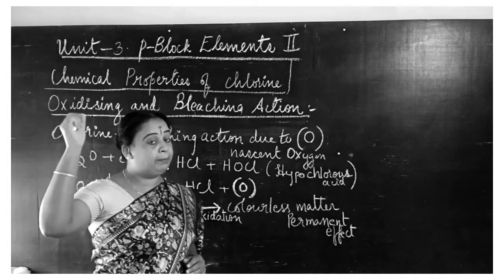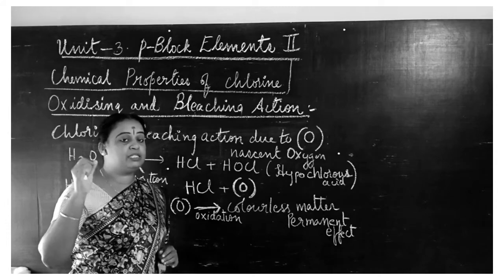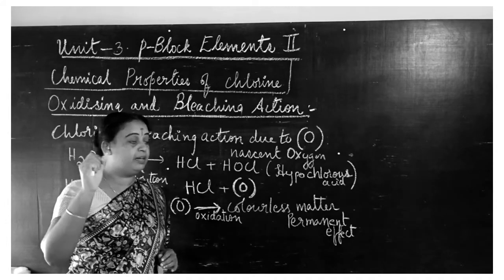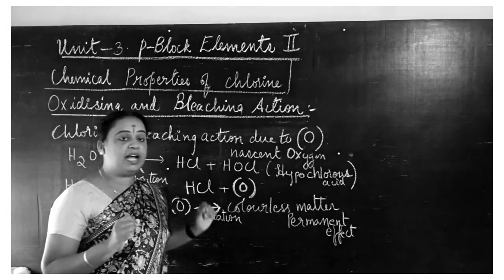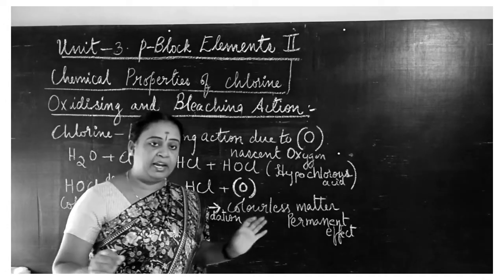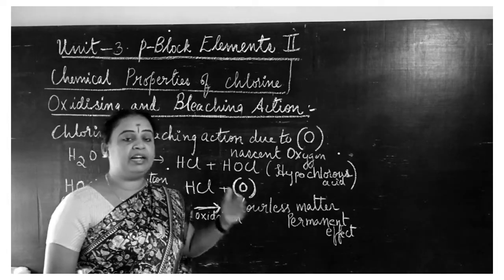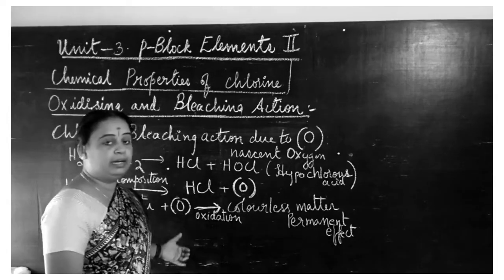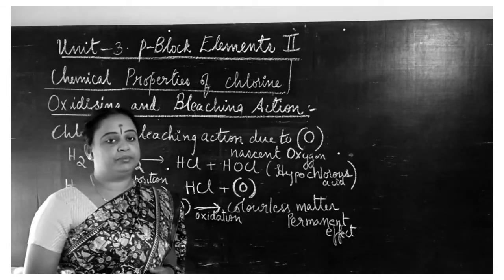So that is temporary bleaching action. In the case of sulfur dioxide, the bleaching action is temporary, it is not permanent. But in the case of chlorine, the bleaching action is permanent. Once it is bleached, it always remains so and never regains its color. So that is the bleaching action of chlorine.